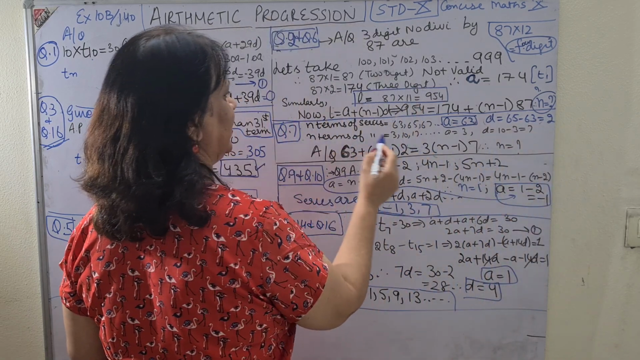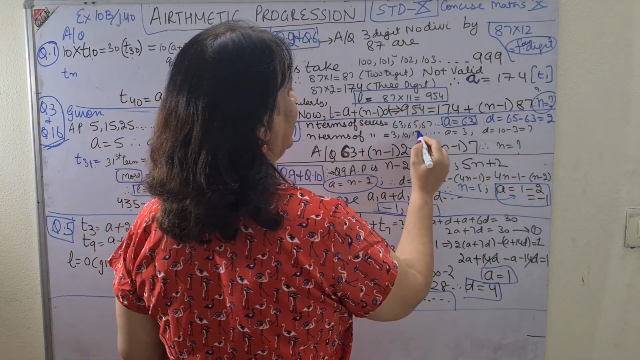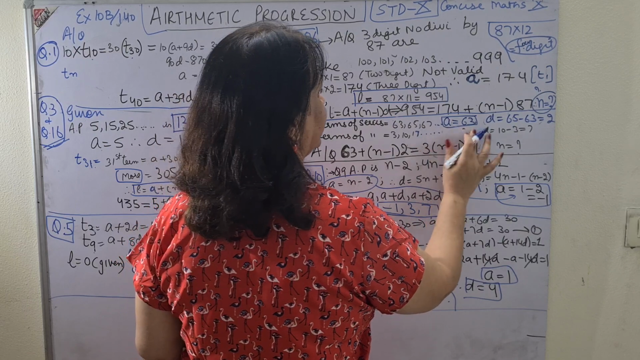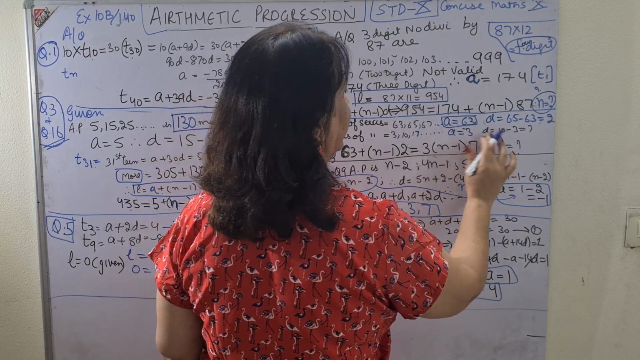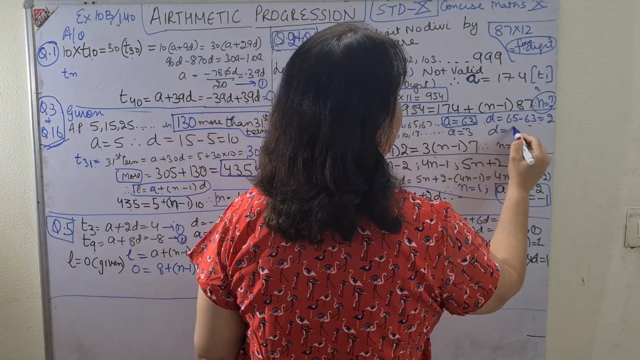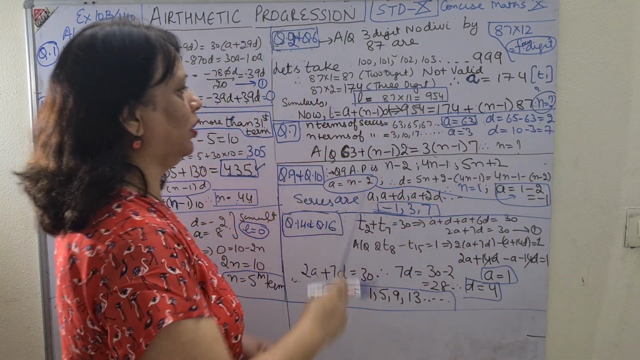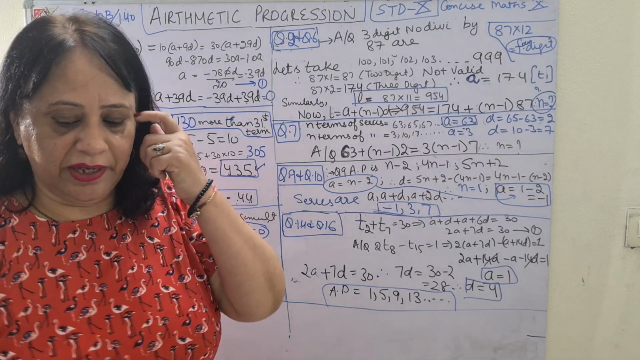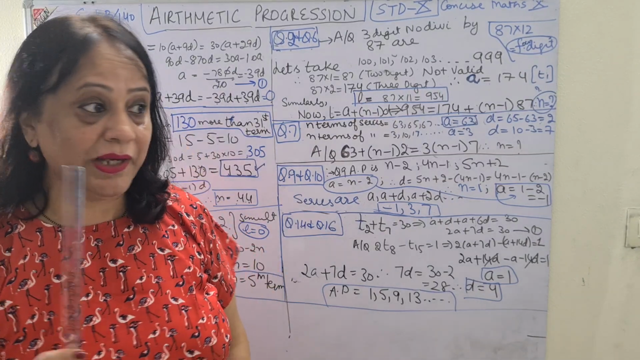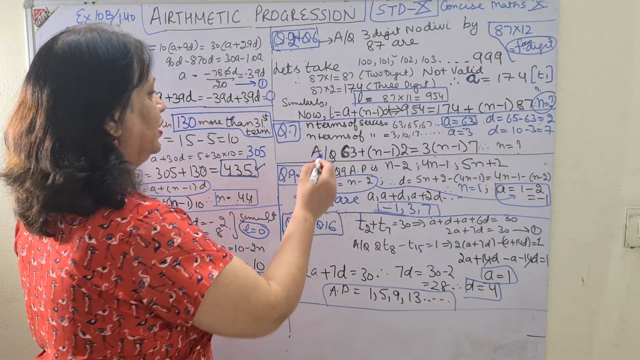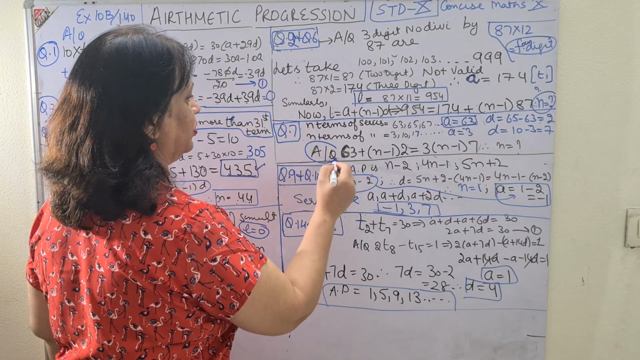Similarly for the next series 3, 10, 17 and so on, A is equal to 3 and D is equal to 10 minus 3, that is T2 minus T1, which is 7. You know all these things I have already explained. And according to the question, he said they are equal to each other. So I took the condition according to the question.